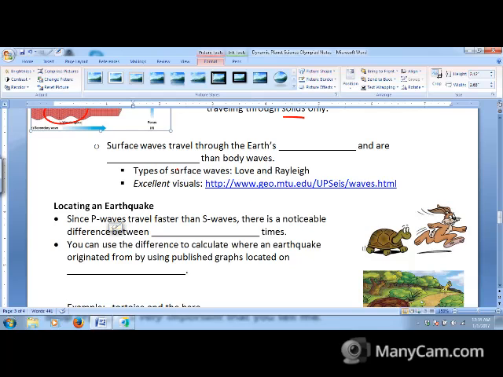Surface waves occur after body waves, and they travel through the Earth's crust. They're slower than body waves, but they are more devastating. They're more destructive because they occur on the surface, so they're the movement that basically terrorizes and is responsible for the collapse of buildings. I just want you to be familiar with recognizing the names or the types of surface waves, and that is Love and Rayleigh. I don't really care that you know what they look like, but if you do want to know, I have some excellent visuals on this website.